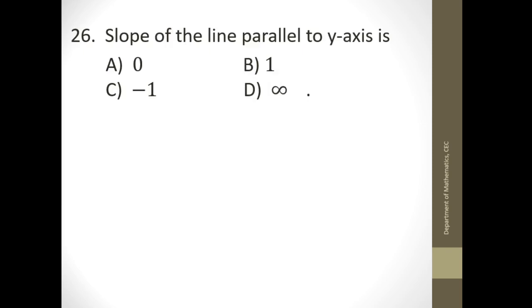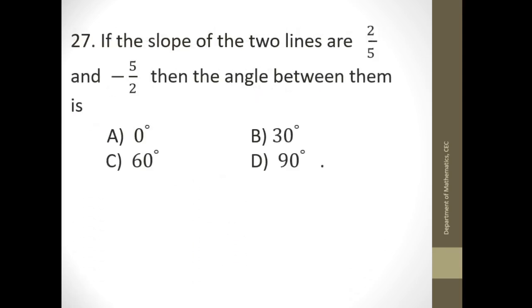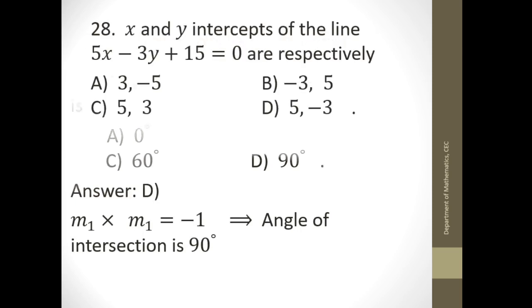Slope of the line parallel to the y-axis. Now, the y-axis is perpendicular to the x-axis, therefore tan 90 is infinity, answer is D. If the slopes of the two lines are 2 by 5 and minus 5 by 2, then m1 into m2 is minus 1 and hence they are perpendicular, angle between them is 90 degree.